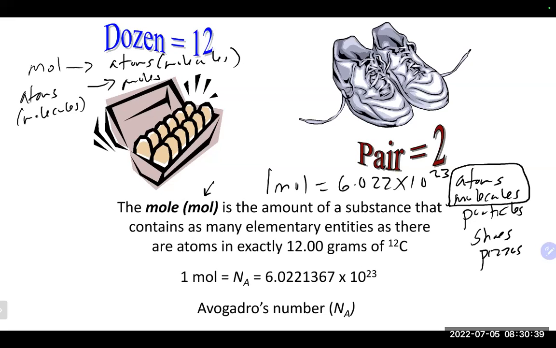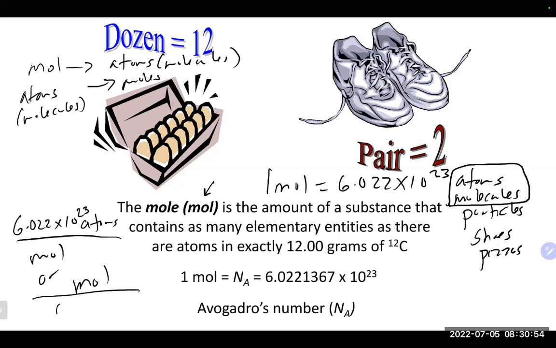So we can use Avogadro's number as a conversion factor. You can put it on top, 6.022 times 10 to the 23 atoms or molecules over a mole. Or you could do the opposite, a mole on top, and divide by Avogadro's number by putting it at the bottom.